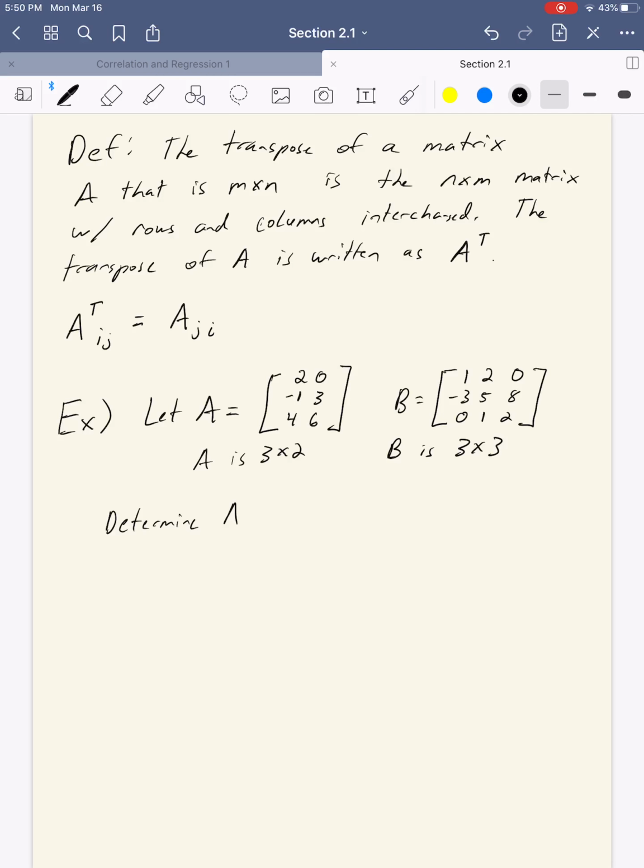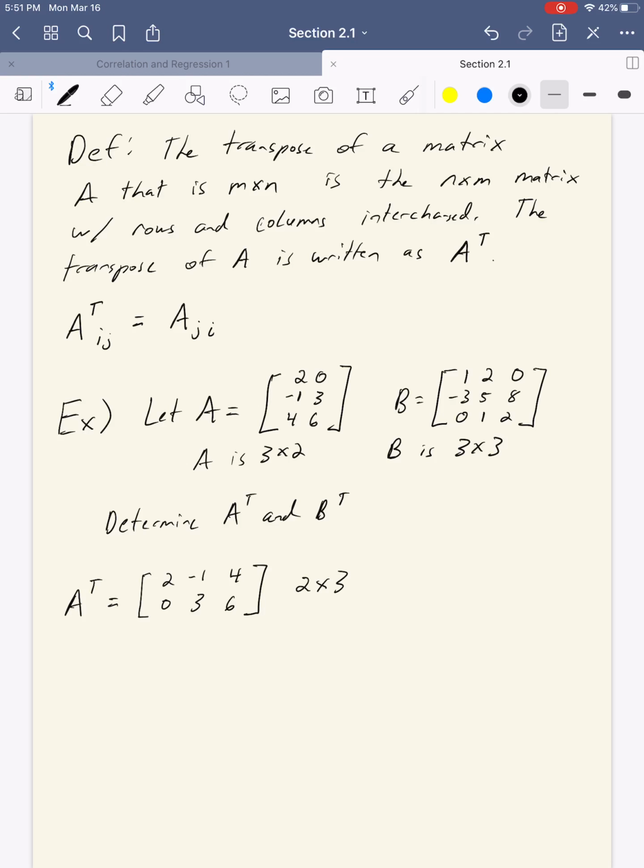All right, let's determine A transpose and B transpose. So what is A transpose going to look like? Well, we're going to take each of these rows and view them as columns. So that 2, 0 as a row is now going to become the column 2, 0. The row minus 1, 3 is going to become the column minus 1, 3, and the third row 4, 6 is going to become the third column 4, 6. You'll notice that A transpose now is 2 by 3, as predicted by the definition.